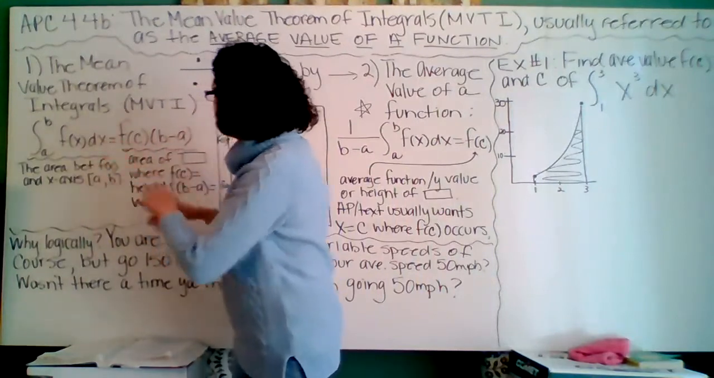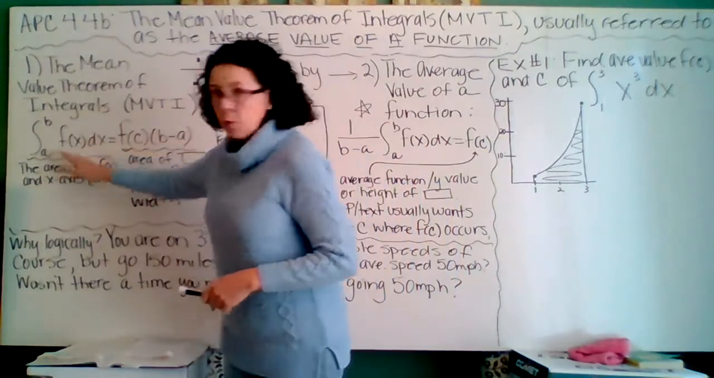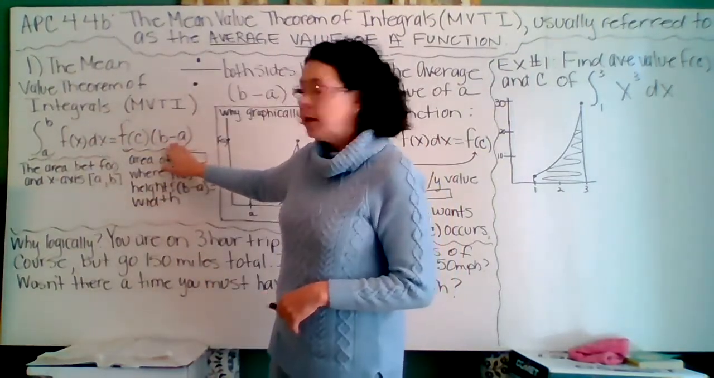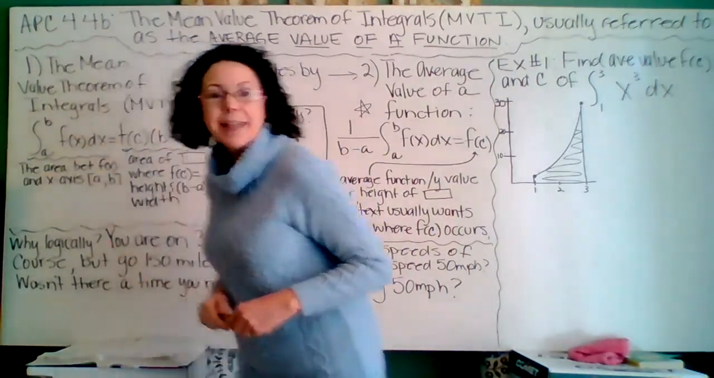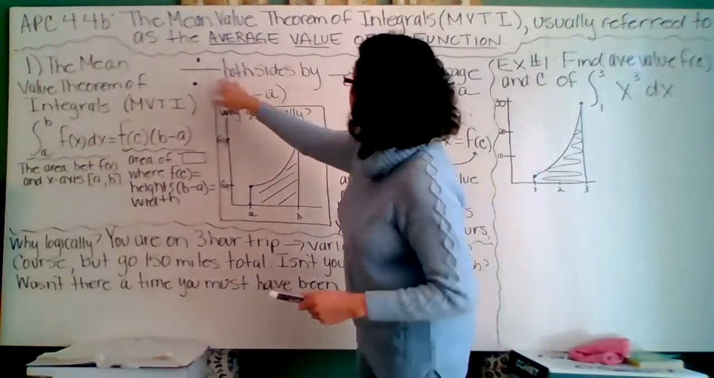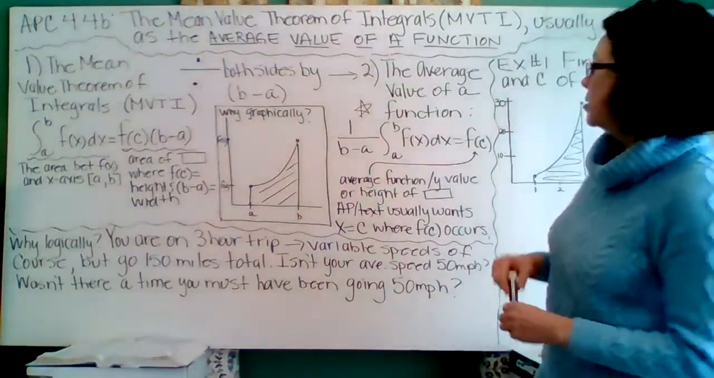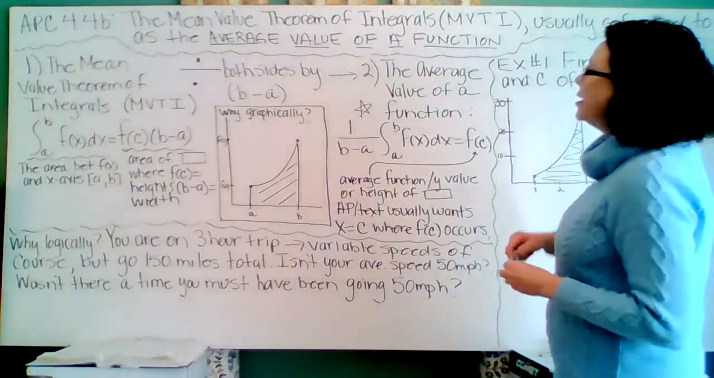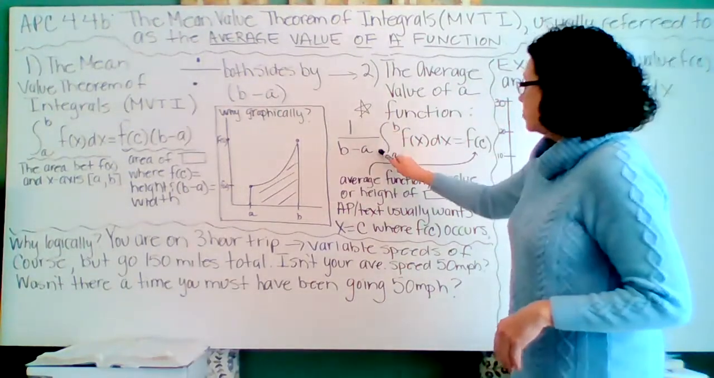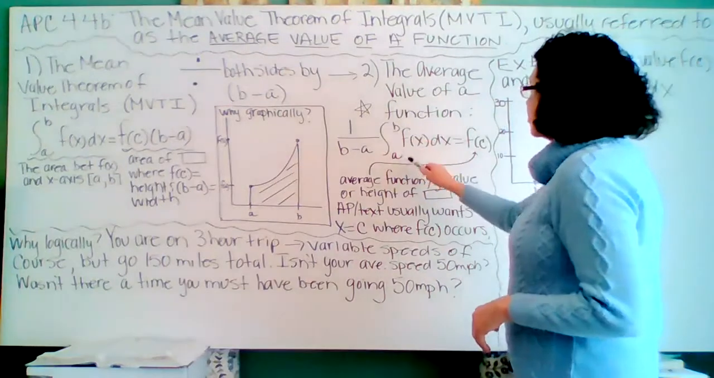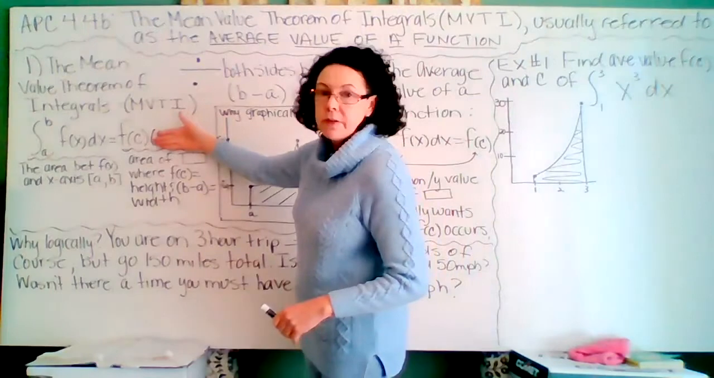But the way it's most useful is if we simply divide both sides of this equation by b minus a. That eliminates it on the right, and I would have 1 over b minus a on the left. Here's the most useful form of the mean value theorem of integrals: the average value of a function is 1 over b minus a times the integral from a to b of f of x dx equals f of c.